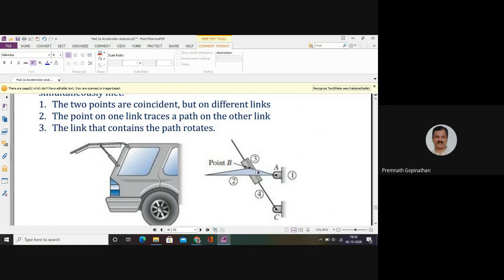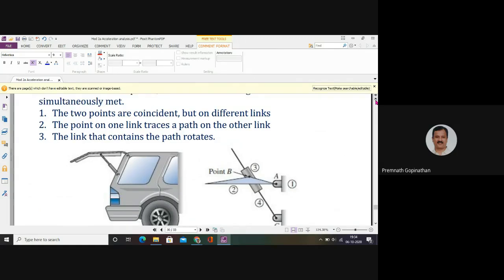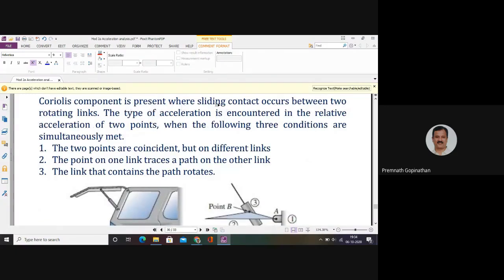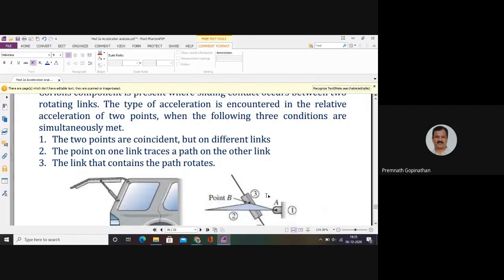Okay. So if such cases are present, then we have to consider another component that is known as the Coriolis component, right? The Coriolis component is present where sliding contact occurs between two rotating links. So that is the case of the Coriolis component of acceleration. The type of acceleration that is encountered in the relative acceleration of 2 points when the following 3 conditions are met. If these 3 conditions are satisfied, then the Coriolis component has to be considered during the acceleration analysis of that particular mechanism, right?